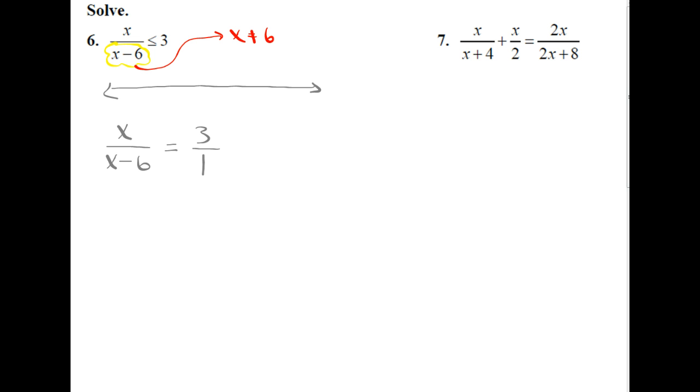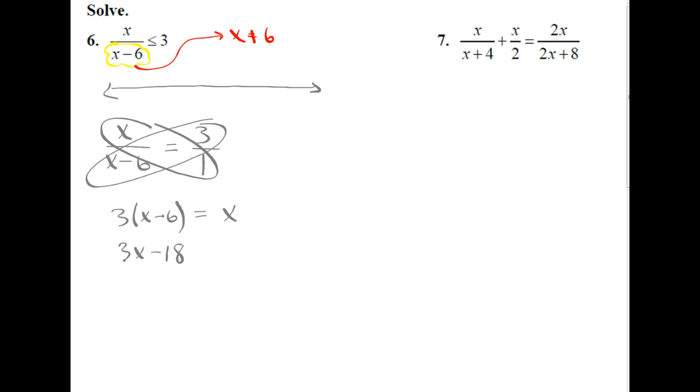All right, so to do that I have a proportion here, so I'm going to use my cross products property. Take 3 times x minus 6, set that equal to x times 1. And I'll solve this, and it looks like negative 18 will equal negative 2x, so x is going to be 9. So that's my other boundary point. I have 9 and I have 6. So I'm going to go ahead and put those on the number line here.